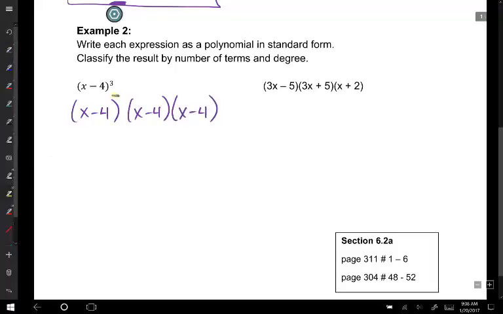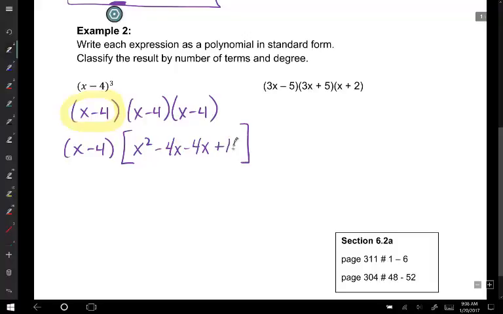I'm going to put this first one on the shelf, so to speak, and not deal with it. And I'm going to FOIL the back two. X times x is x squared. X times negative 4 is negative 4x. Negative 4 times x is another negative 4x. And negative 4 times negative 4 is plus 16. I combine my like terms.